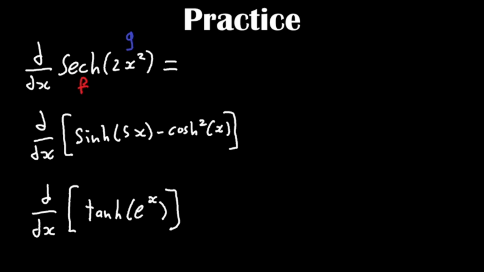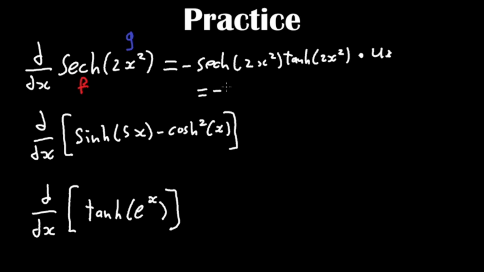So, according to our chain rule, this is going to be f prime of g multiplied by g prime. So f prime, we know, is going to be negative hyperbolic secant times hyperbolic tangent, but instead of evaluating at x, we're evaluating at 2x squared. Alright, and then on the outside, we know the derivative of 2x squared, that is 4x.